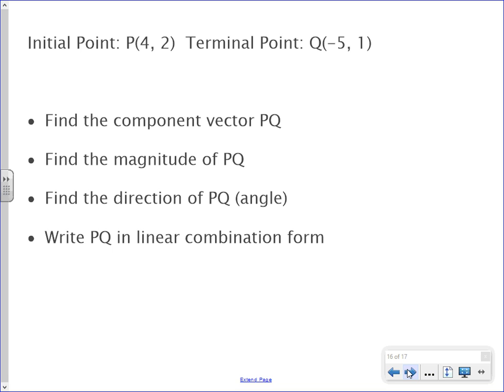So, I need you to answer these 4 things. I'm giving you an initial point and a terminal point. I want the component vector, PQ. I want the magnitude. I want the direction angle. And I want PQ in linear combination form. I don't care if you work together at your table, but I need these 4 answered.